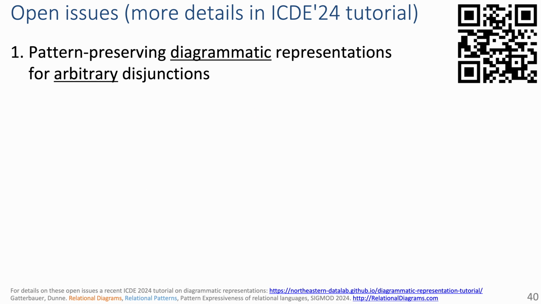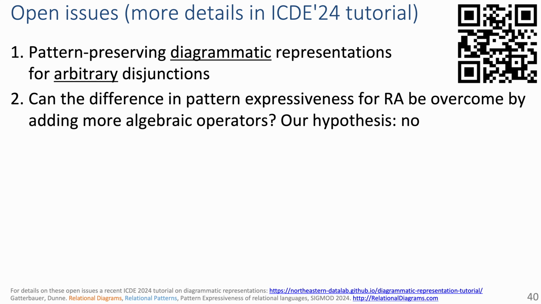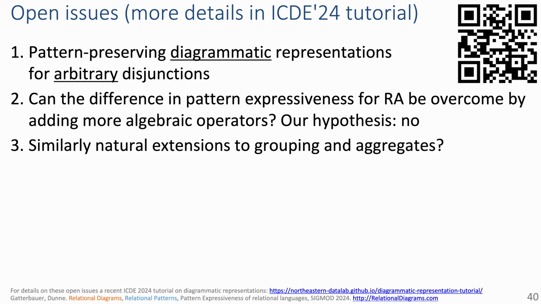Some open issues not addressed by our work. First, is it possible to create diagrammatic representations that are also pattern preserving for arbitrary disjunctions? So we could avoid having to rewrite a query as a union of disjunction-free queries. It turns out that this is a complicated problem, and we are not the first ones to observe it. Second, can one overcome the reduced pattern expressiveness of algebra by just adding more operators? We believe there is a fundamental difference between calculus and algebra, and any finite addition of operators will not overcome this separation. Third, how can we represent arbitrary groupings and aggregates?